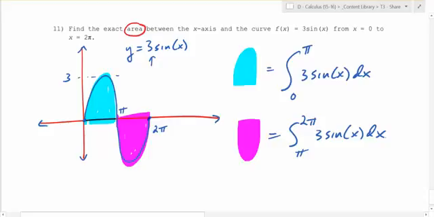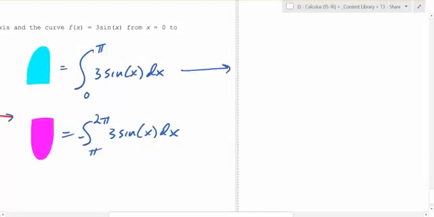How do you make a negative positive? Put a negative in front of it. That's all you do. So now, what can you factor out? Let's do the top one here. What can you factor out right there? 3 integral from 0 to pi of sine x dx.